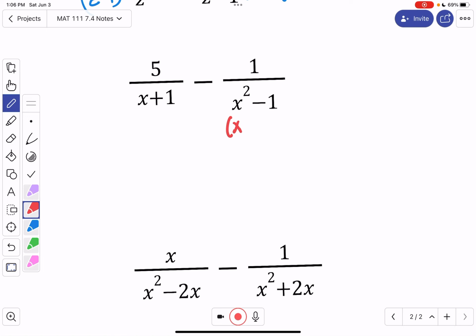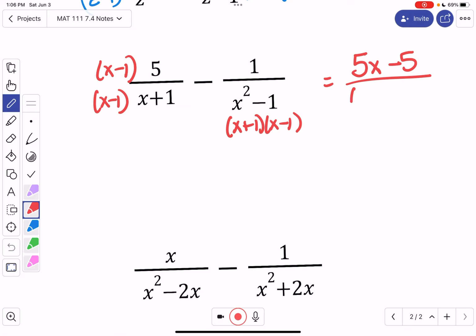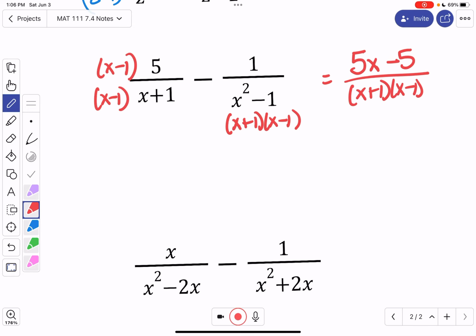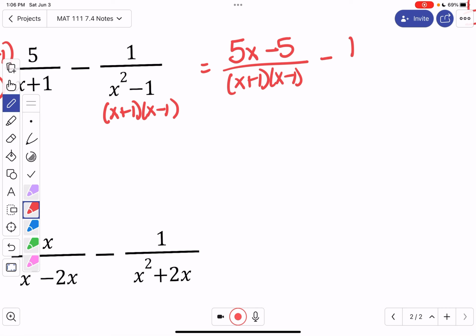So I'm going to start with the difference of squares: x plus 1, x minus 1. Since this one already has the x plus 1, I'm only going to multiply by the x minus 1. Distribute the 5. 5 times x is 5x. 5 times negative 1 is negative 5. The bottom is x plus 1, x minus 1. The second one, we said we didn't need to multiply, so I'm just going to write minus 1.